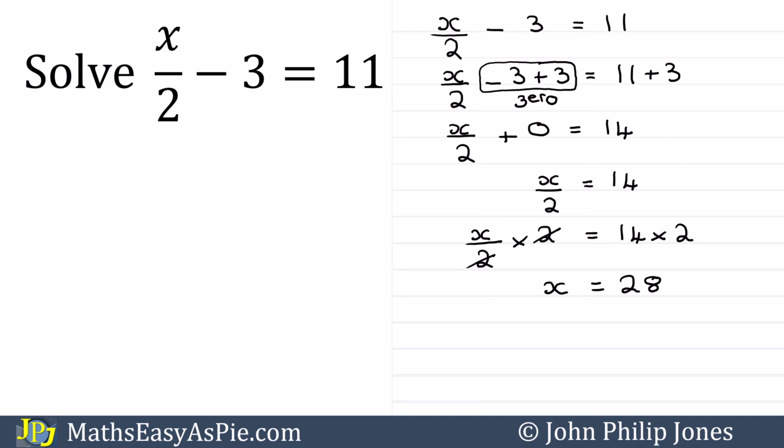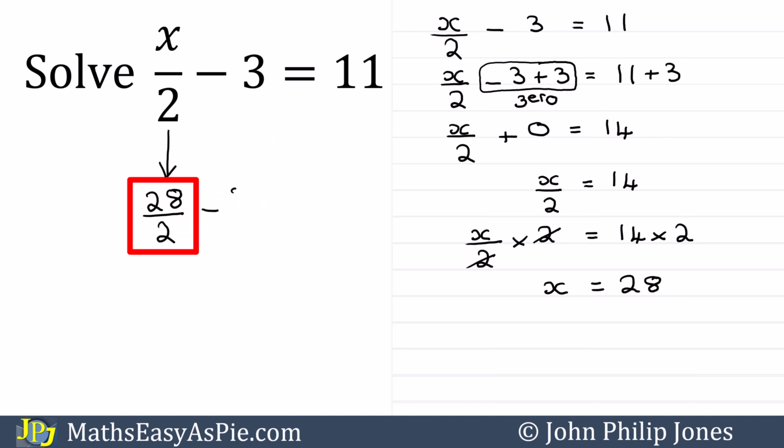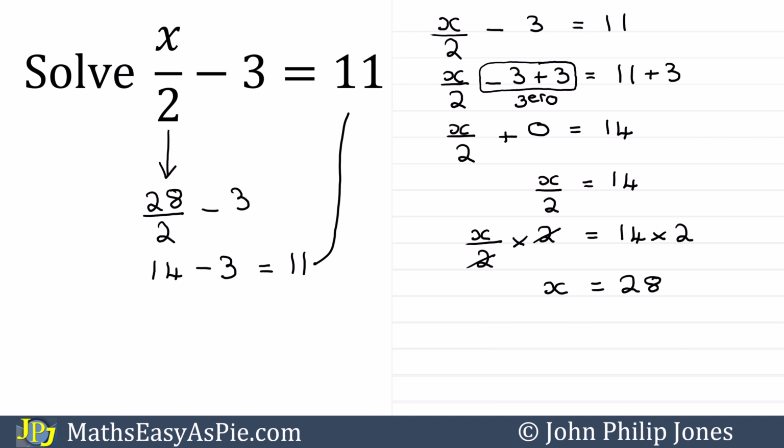times 2 is 28. Now substitute this value into the original equation, so you can see we have 28 divided by 2 minus 3. And of course, 28 divided by 2 is 14, minus 3 equals 11. And of course, we can see it agrees with this 11. Consequently, this x equals 28 is correct.